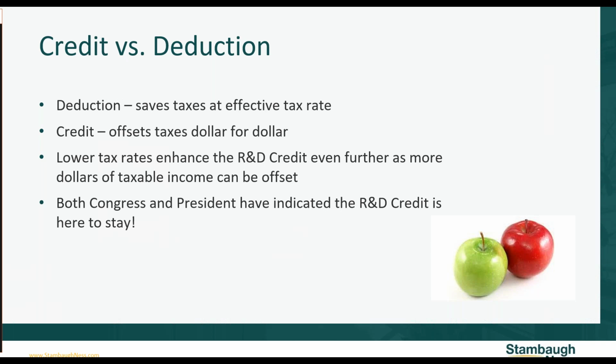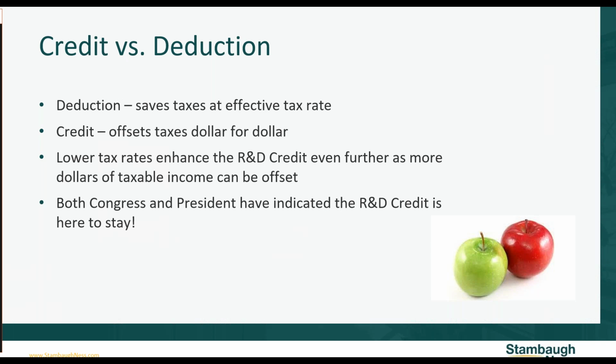So if you were a corporation and you had a deduction of $1, that was saving you 35 cents in taxes before. At a 21% rate, it's only saving you 21 cents. But once we calculate your tax, the R&D tax credit will offset that tax dollar for dollar. So in my mind, the credit is even more valuable in this lower tax rate environment, because we can offset even more taxable income and eliminate our tax liability.